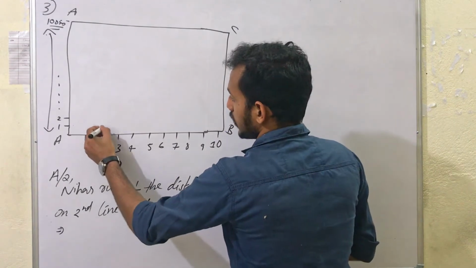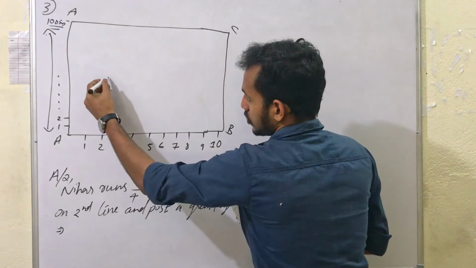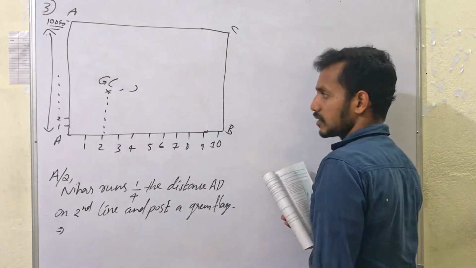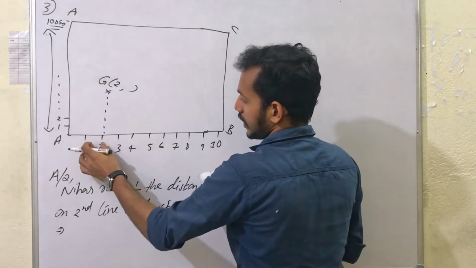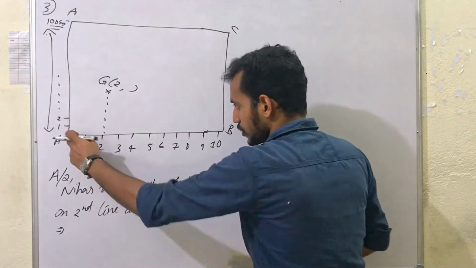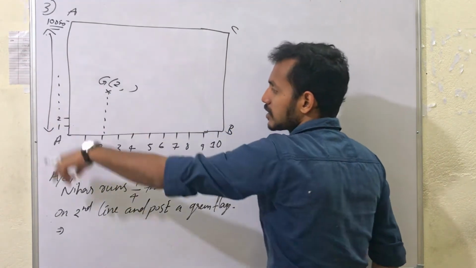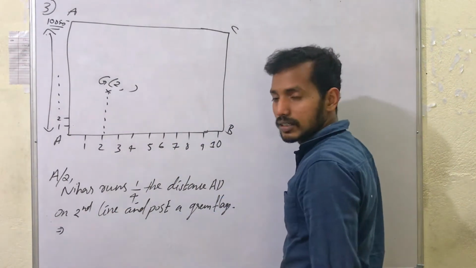So through the second line she runs, then she posts a green flag here. We need to find the coordinates. For that, the x coordinate is 2. Directly we can write, because on the x-axis the distance is 2, and on the y-axis we need to get it. For that it is given 1/4 of the AD.